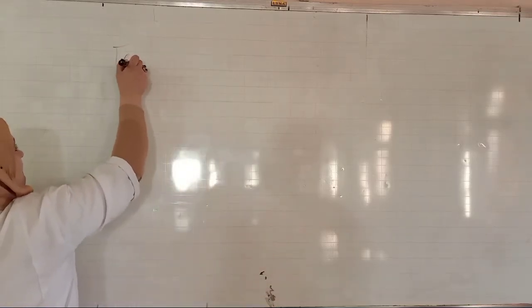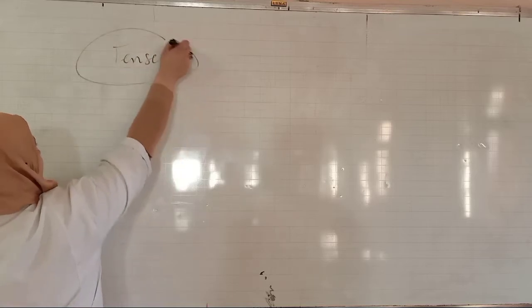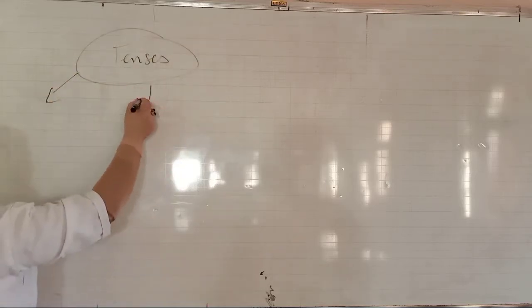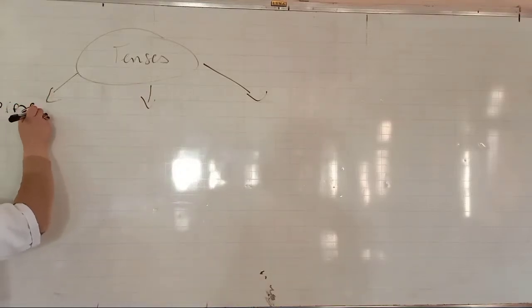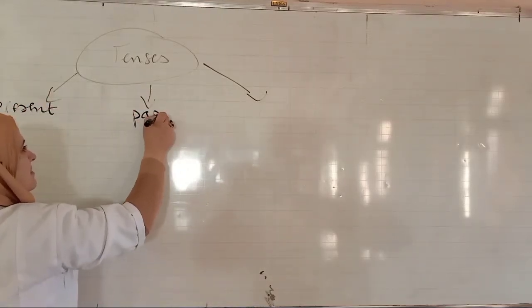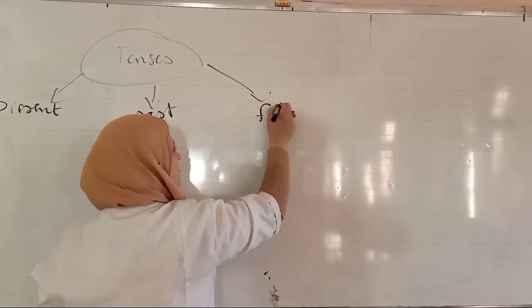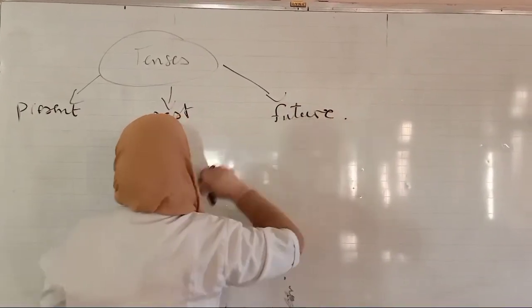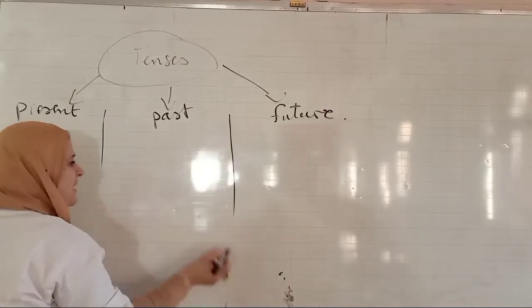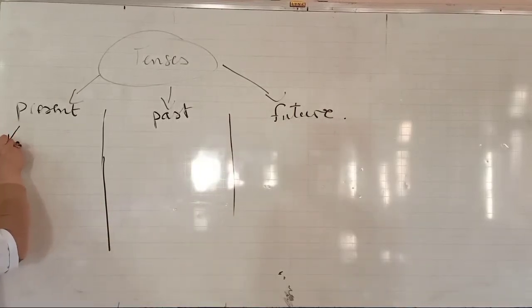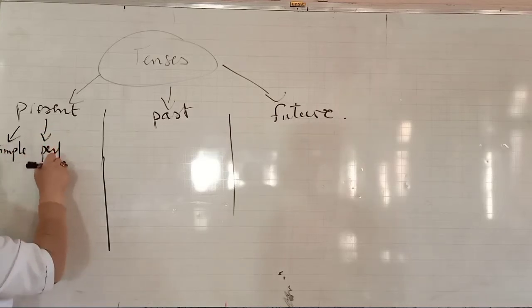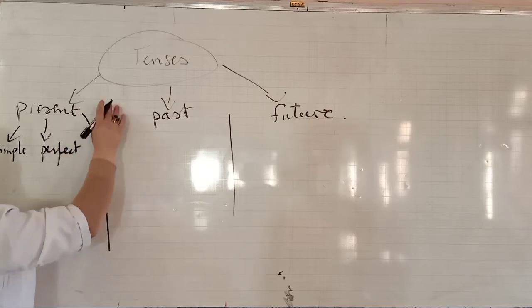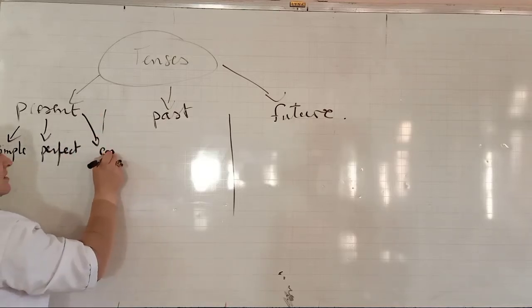So tenses, we have, of course, present, okay? We have past, and we have future. In each tense, of course, we have different other tenses, sub-tenses. First of all, we have the present simple, present perfect, and of course, present continuous.